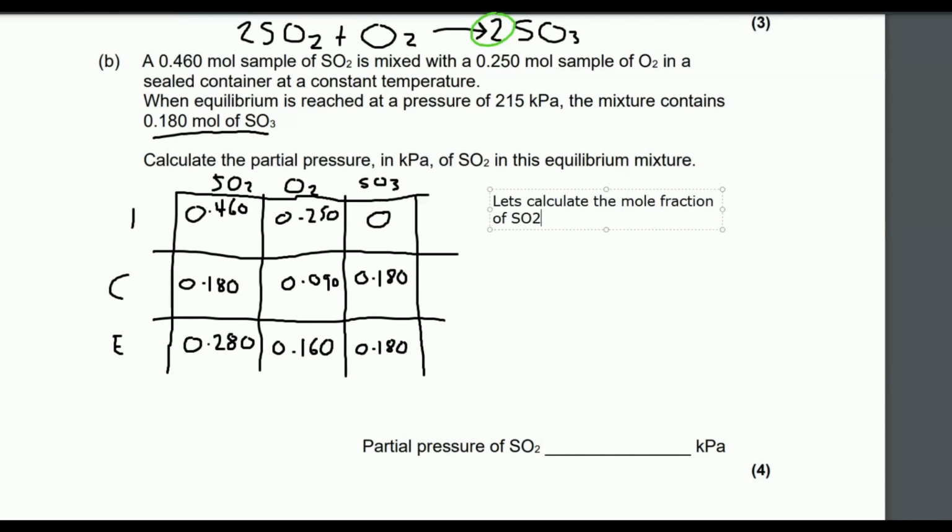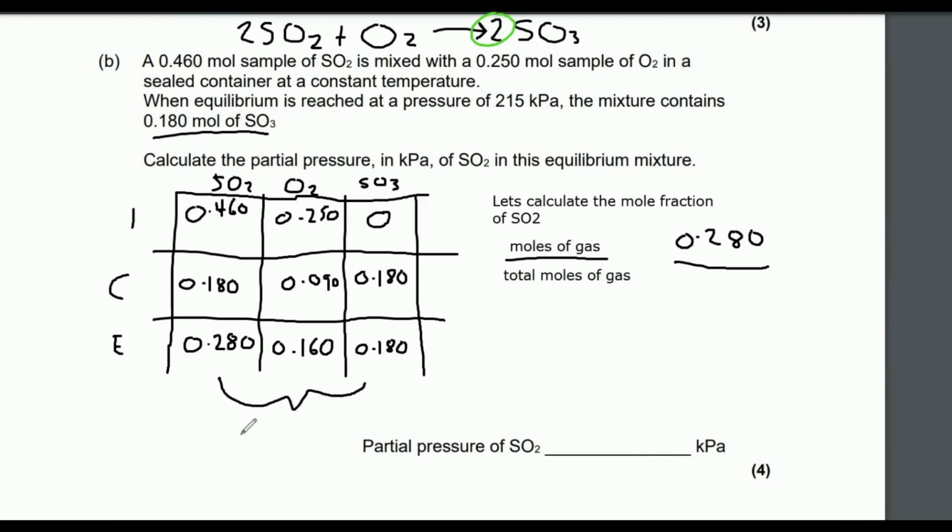So now let's calculate the mole fraction. Now the mole fraction is the number of moles of your individual gas you're looking at, over the total moles at equilibrium. Okay, so we're going to do 0. No, it's of sulfur dioxide. So we want 0.280 over the total. So over 0.620. That's what you get if you add up all the equilibrium moles. So 0.280 divided by 0.620. What's that going to be? 0.3, 0.4-ish. That's our mole fraction. Again, you don't need to write the mole fraction. You're not getting marks for that.